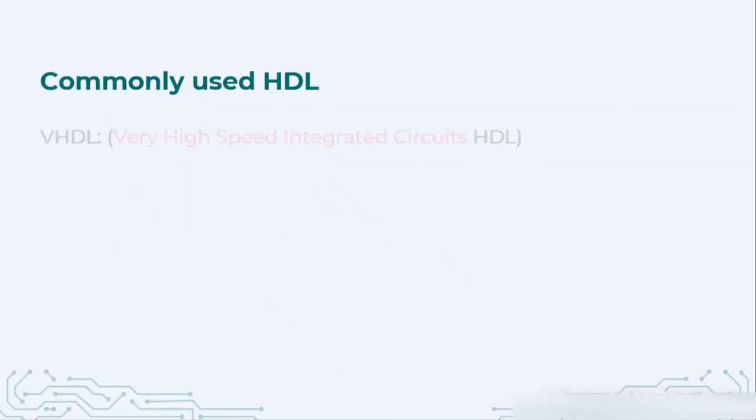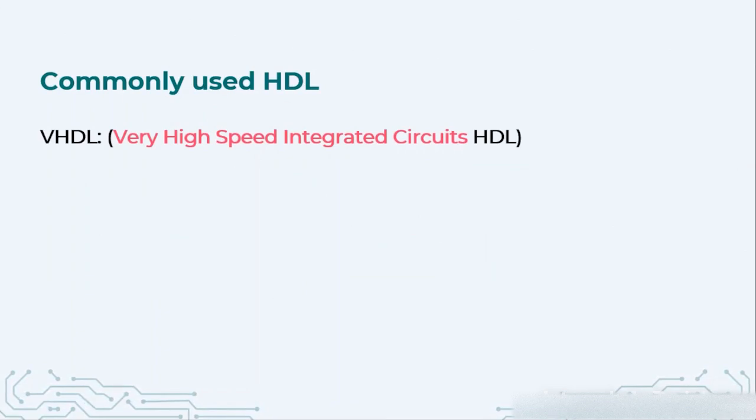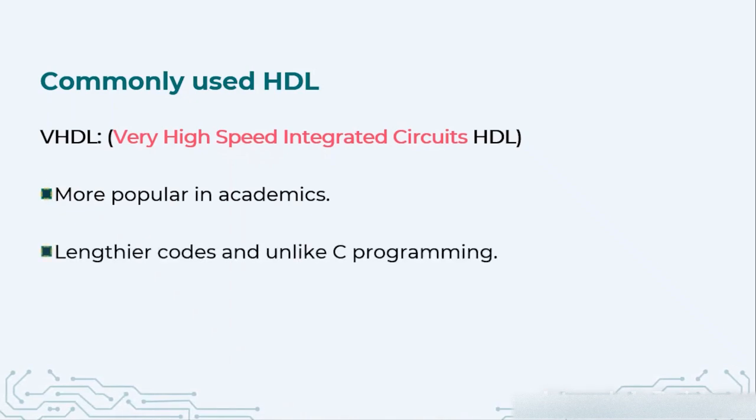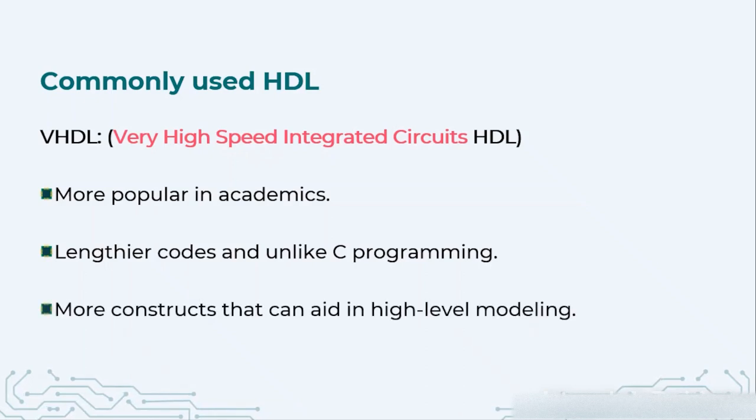Now let us talk about VHDL. VHDL stands for Very High Speed Integrated Circuit HDL. This is more popular in academics. The codes are lengthier and they are completely different from C programming. There are more programming constructs and it provides the facility for high level modeling as well. So both the languages have their own advantages and limitations. We are selecting Verilog keeping in mind that in future you have to go to the industry and you will be mostly working with Verilog.